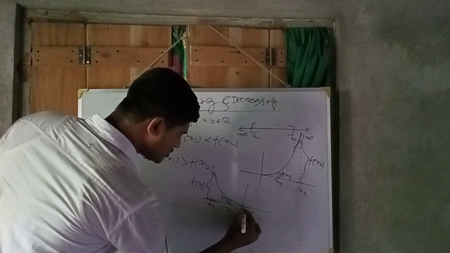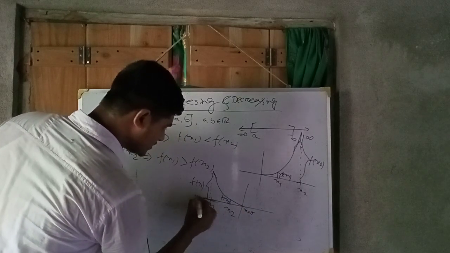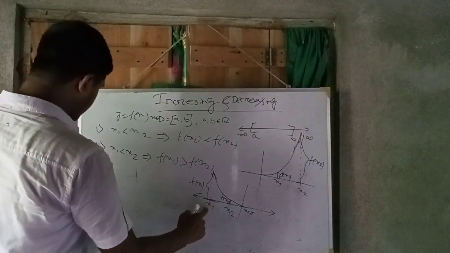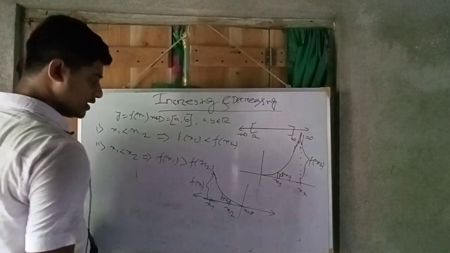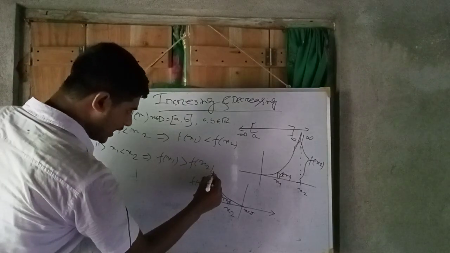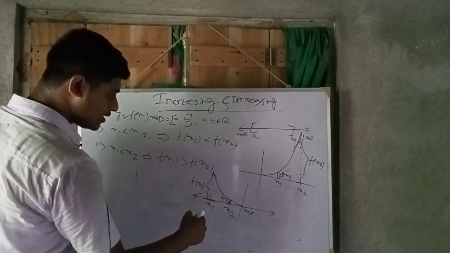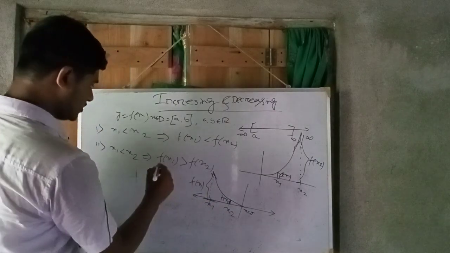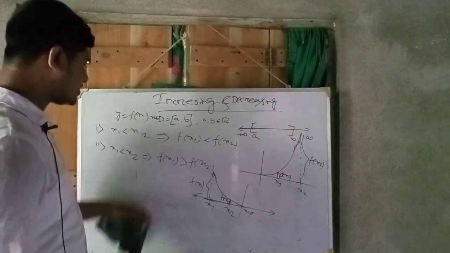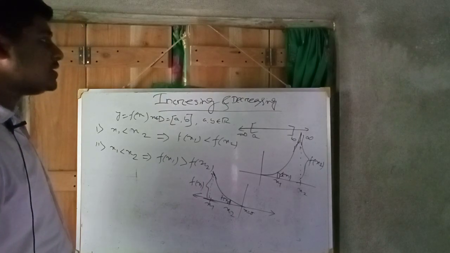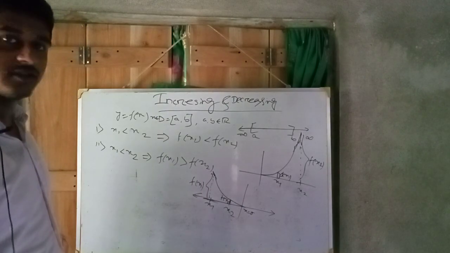Actually here is x equals 0. This is the negative real axis and this is the positive real axis. So x1 is less than x2. In this case f(x1) has this length and f(x2) has this length. Which is greater? f(x1) is greater. So this is our condition, and it represents the decreasingness of the given function y equals f(x).